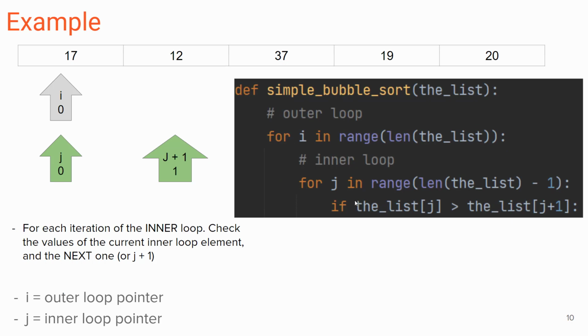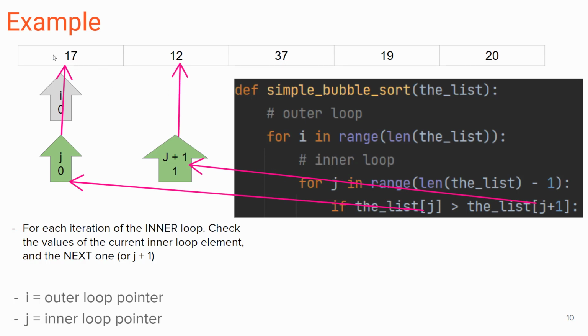Okay, now the next line we're adding is this. If list j, so here's j, is greater than j plus 1, right? Here's list j, here's list j plus 1. So this points to 17, j plus 1 points to 12, and I say, is 17 greater than 12? In this case it is, so I need to do something. But we're going to perform this check every single time. We're going to check what j is and compare it to the adjacent one, or j plus 1.